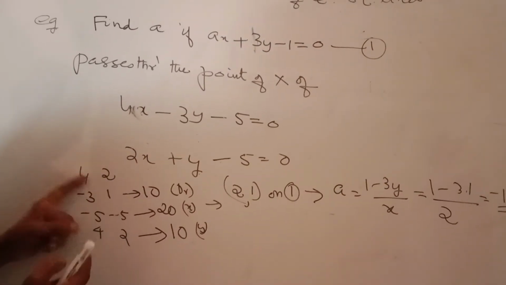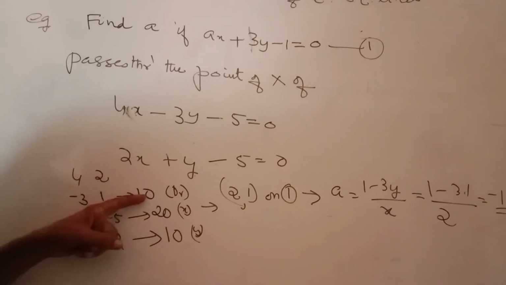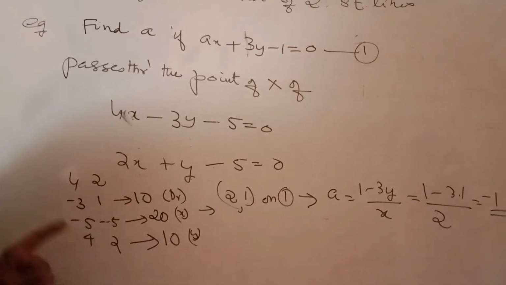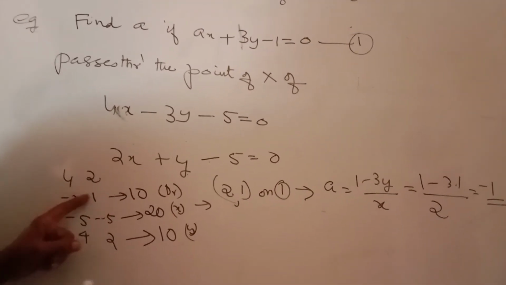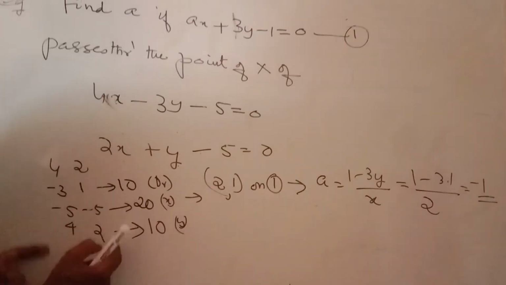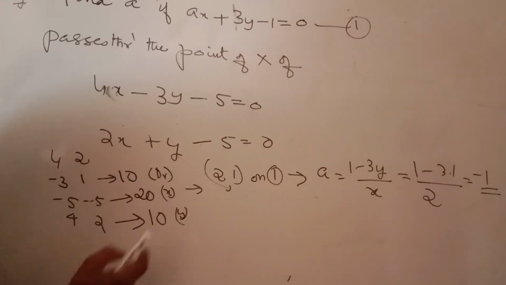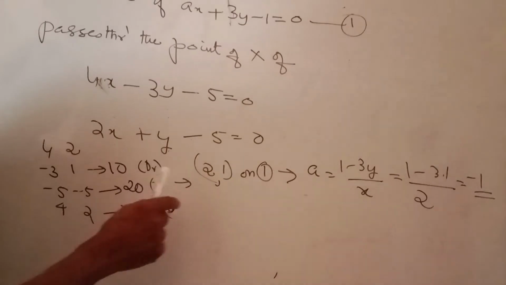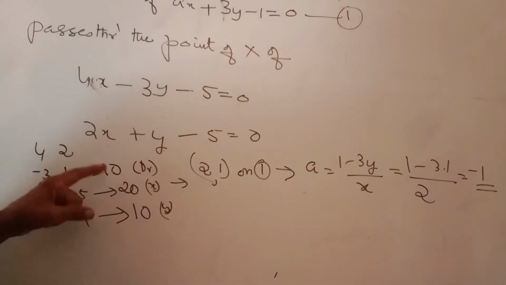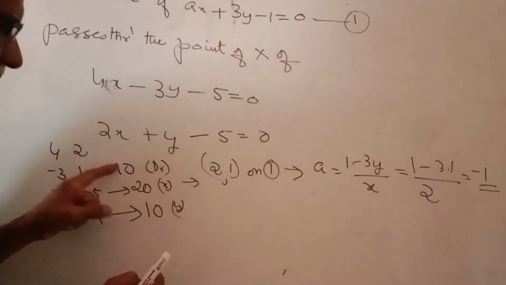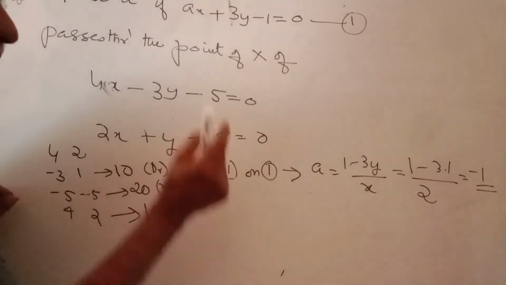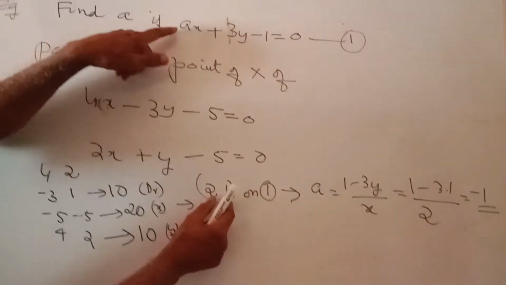The first determinant is 4 minus minus 6, which is 10, goes for the denominator. Second is 15 plus 5, 20, goes for x. Third is minus 10 plus 20, which is 10, goes for y. So the point of intersection is 20 by 10, which is 2, and 10 by 10, which is 1. So (2, 1). Now it lies on this line.